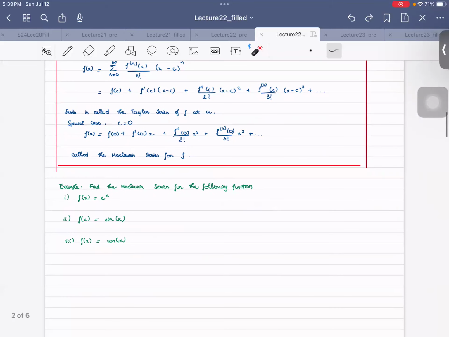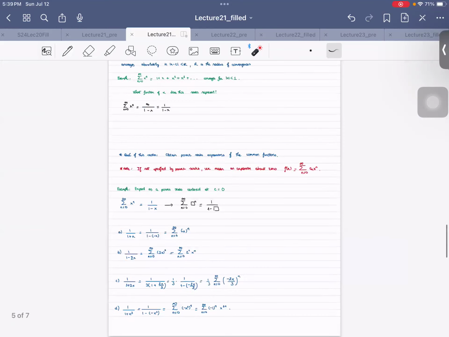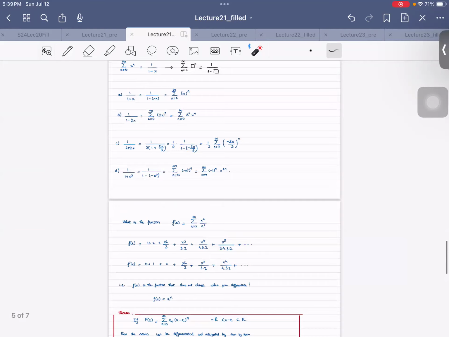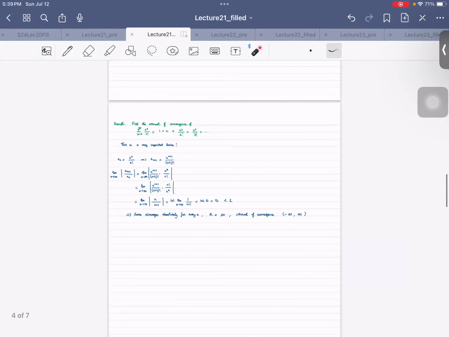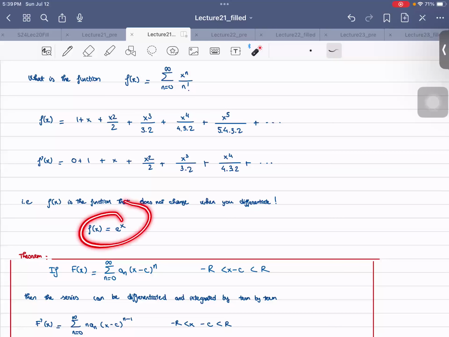Over here, the question wants you to find the Maclaurin series for the functions e to the x, sine of x, and cosine of x. Remember that in the last video we determined that the power series for the exponential function is over here.